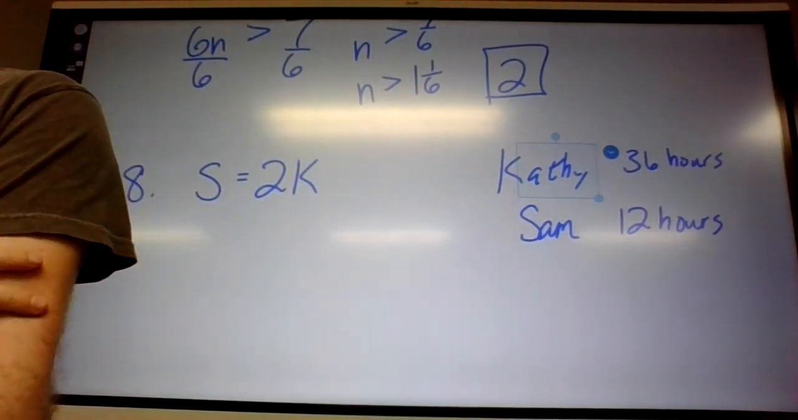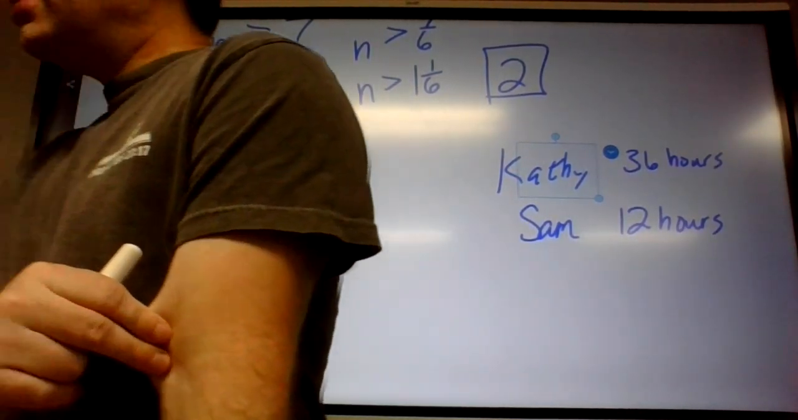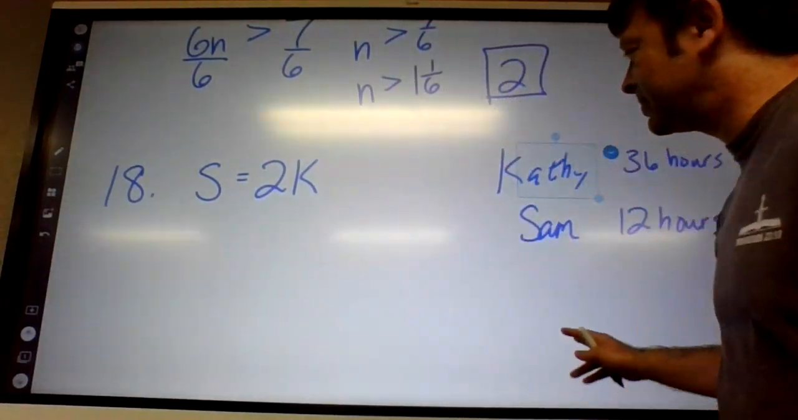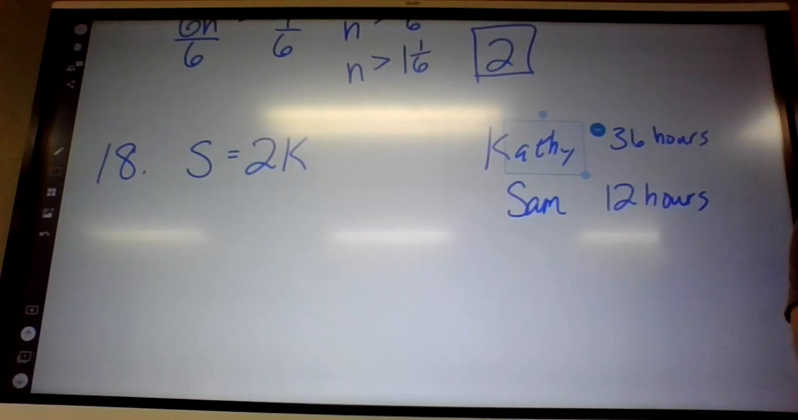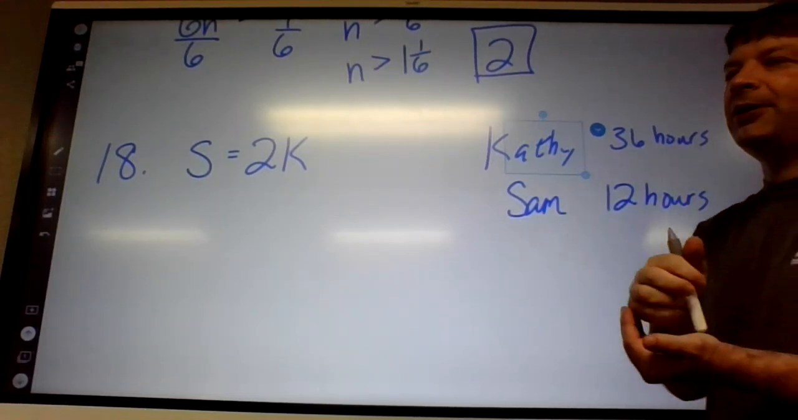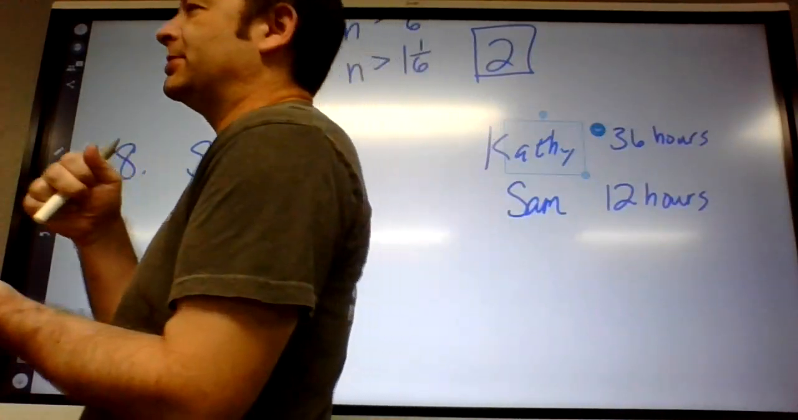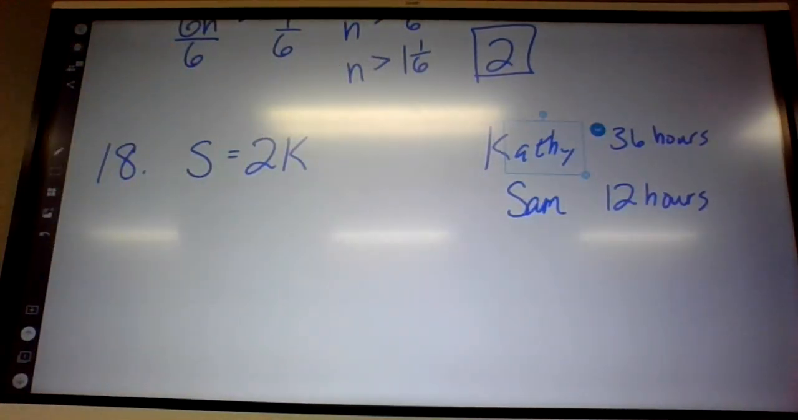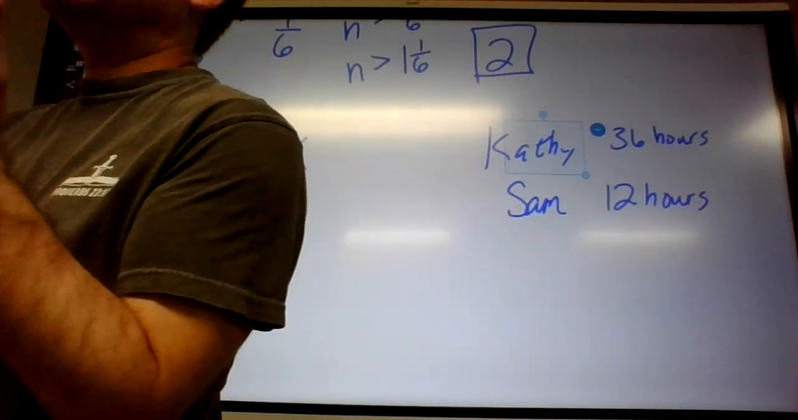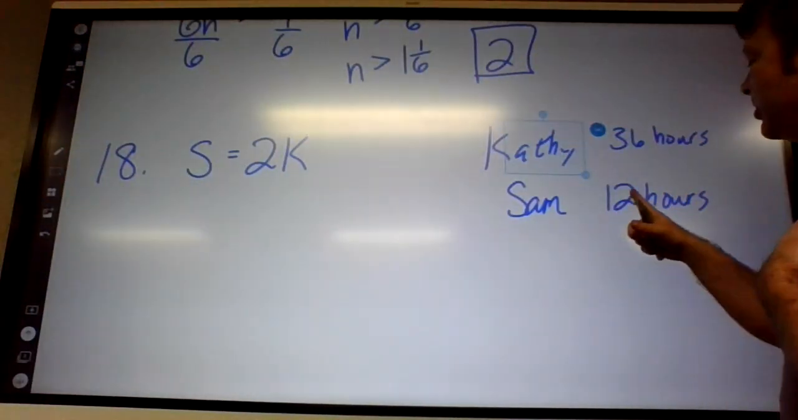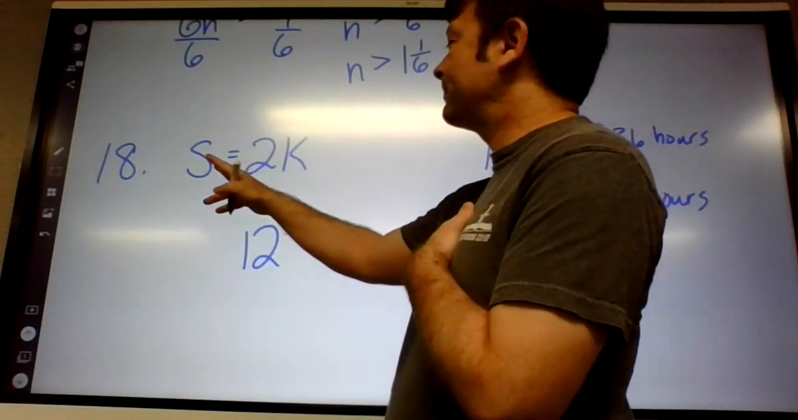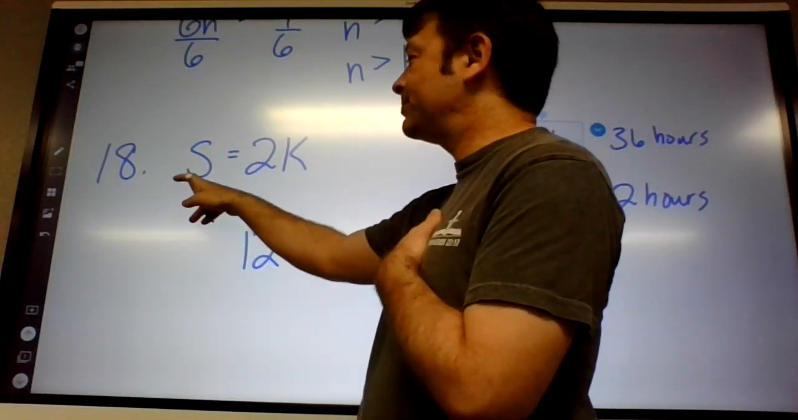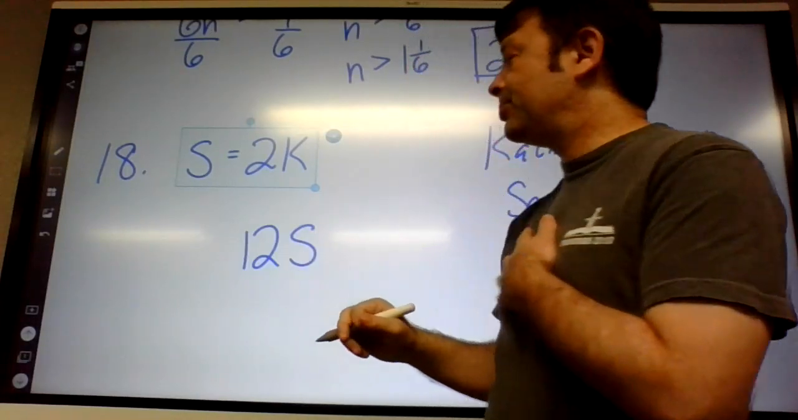The sum of their wages exceeds 480. Okay, this is where it gets a little tricky. So, how do you figure out your wages? If you guys worked at Chick-fil-A and you got paid $10 an hour, how would you figure out how much you made for that week? Right, you do your $10 an hour times how many hours you worked. So, we know how many hours they worked. So, Sam made 12 hours times his hourly wage, which would be 12S.